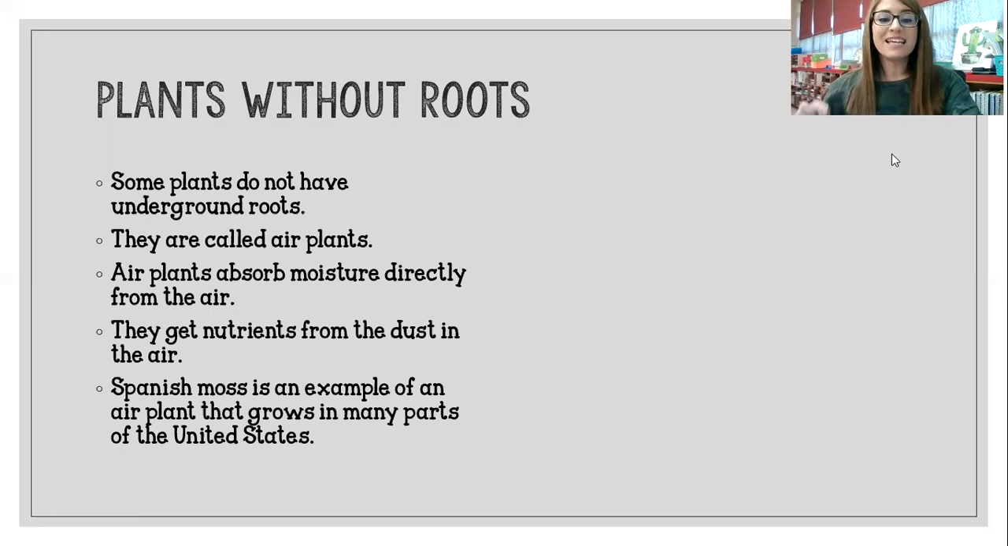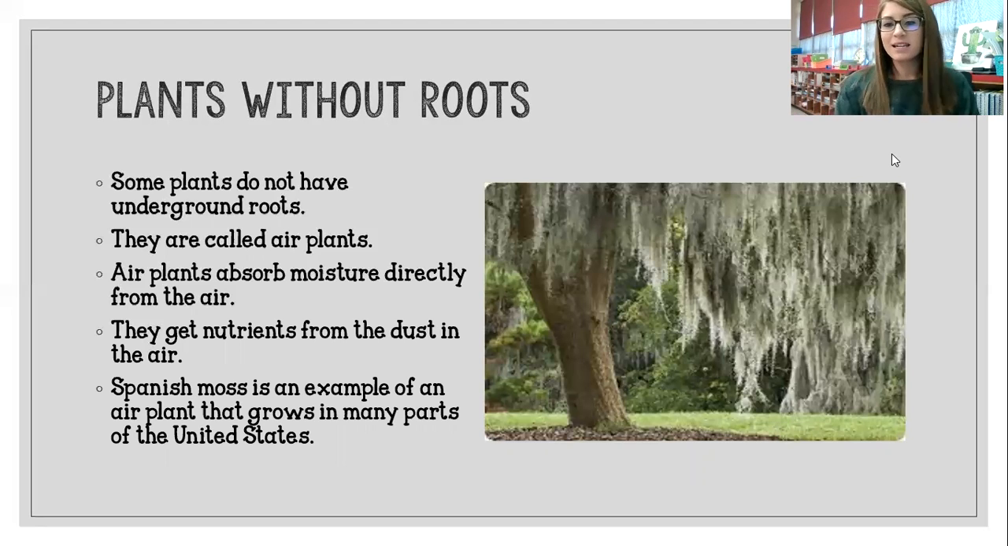Spanish moss is an example of an air plant, and that's one that grows in many parts of the United States, and it looks like this. It's kind of pretty, right? And it does not have roots. It just absorbs moisture, water from the air, and then it gets its nutrients from the dirt that gets kicked around and is floating through the air too.